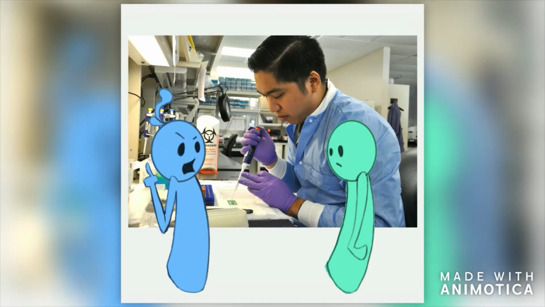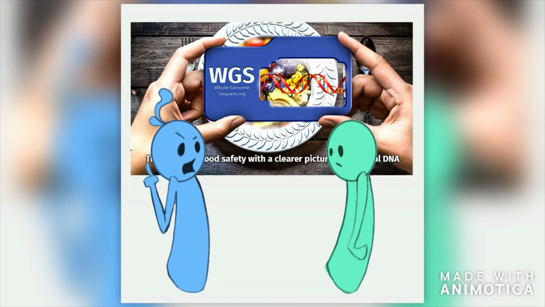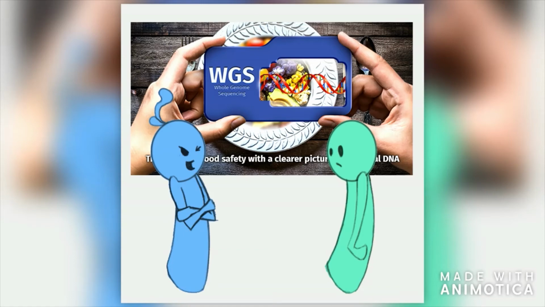In the laboratory, the CDC utilizes PulseNet to DNA fingerprint the bacteria using whole genome sequencing, or WGS, to look for cases with genetically similar bacteria.